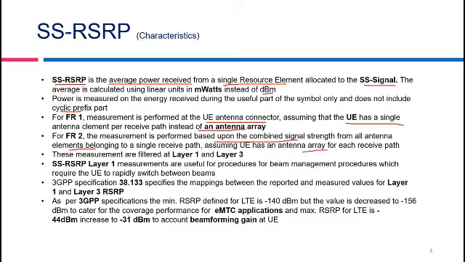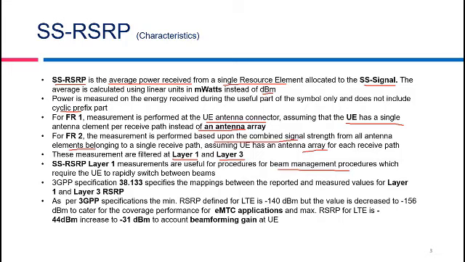These measurements are done and filtered at two layers as we discussed in our previous slide. And these filtered measurements are done at layer 1 and layer 3. The SS-RSRP at layer 1 measurements is useful for procedures like beam management, which require the UE to rapidly switch between the beams.